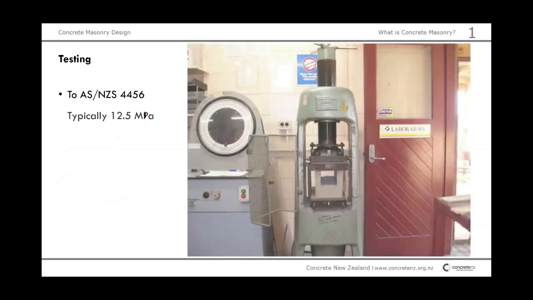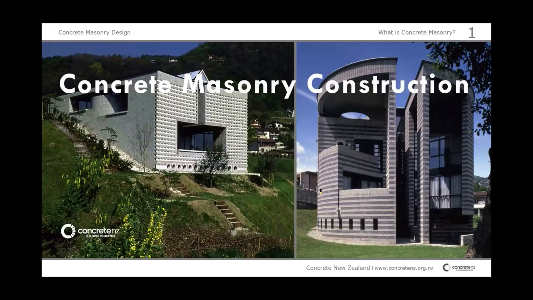The strength is tested to Australian New Zealand standard 4456. The typical strength of the blocks is 12.5 MPa. However, if you build near the beach in corrosive zones, you would go up to 25 MPa. Standard is 12.5 MPa.